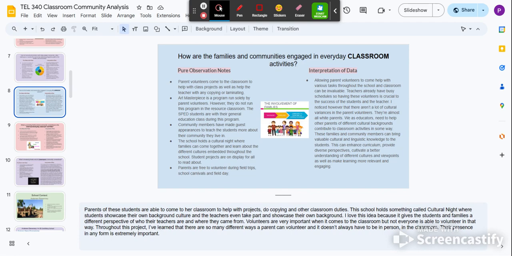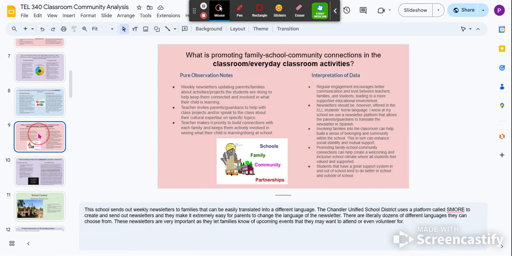Volunteers are very important when it comes to the classroom, but not everyone is able to volunteer in that way. Throughout this project, I've learned there are so many different ways a parent can volunteer, and it doesn't always have to be in person in the classroom. Their presence in any form is extremely important.